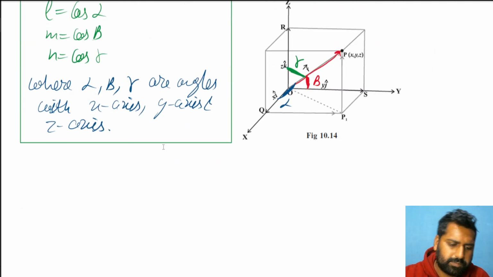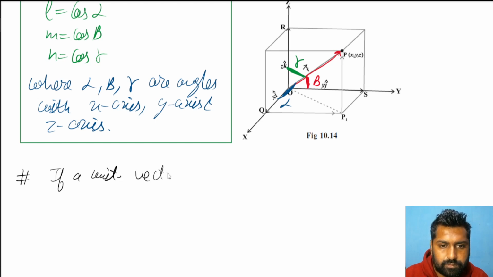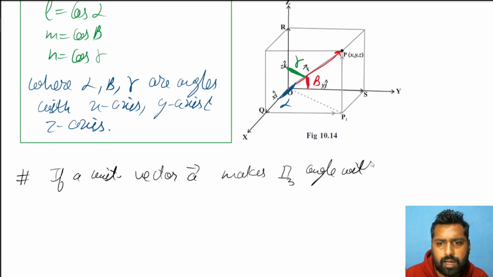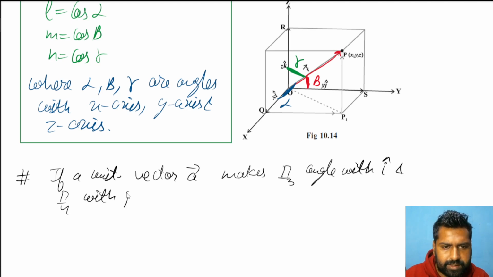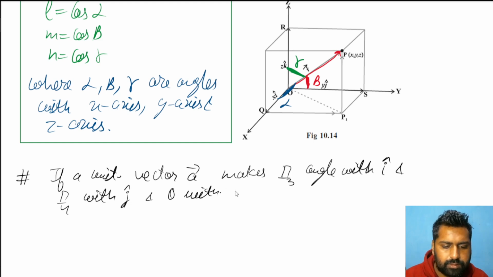Now let's look at one question. If a unit vector A makes pi by 3 angle with i cap and pi by 4 with j cap, and theta with k cap, find the value of theta. You have to find theta.